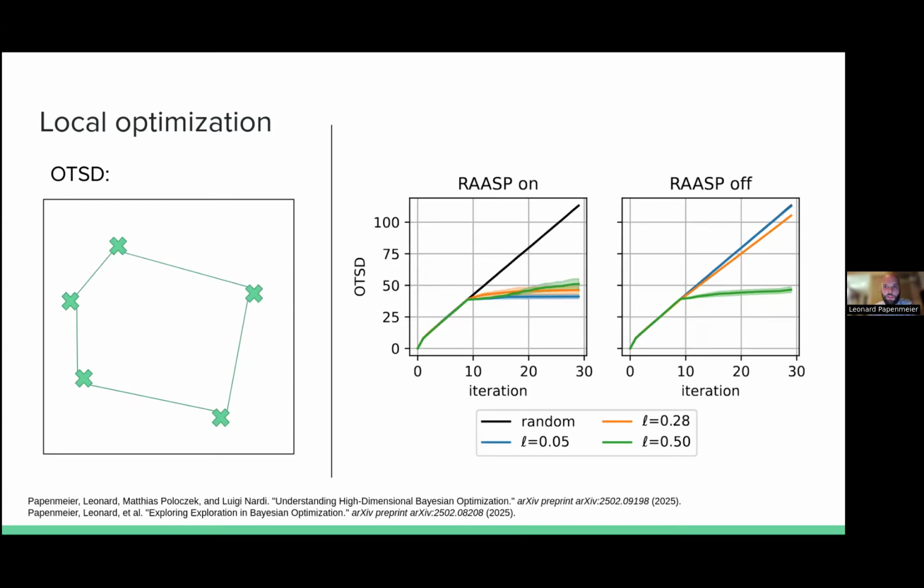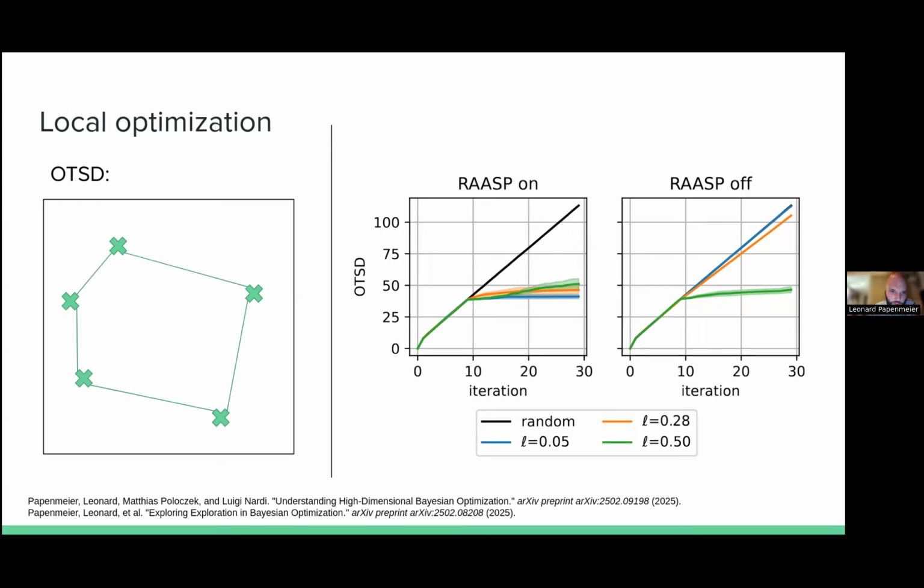We optimize here the acquisition function for GPs of different length scales. So we set them again to the correct hyperparameter configuration. Those are the blue, orange, and green lines. And the black line shows the OTSD for randomly sampled points. That one is usually quite high because randomly sampled points are spread out in the space. So this is kind of an upper bound for the OTSD for us.